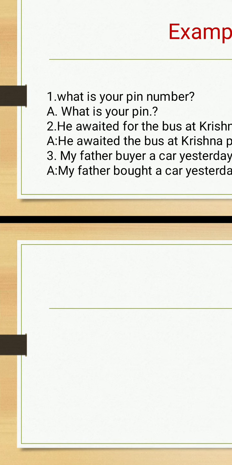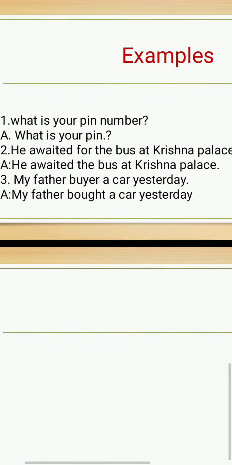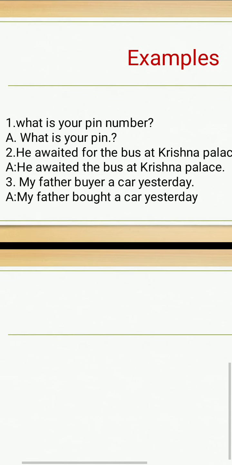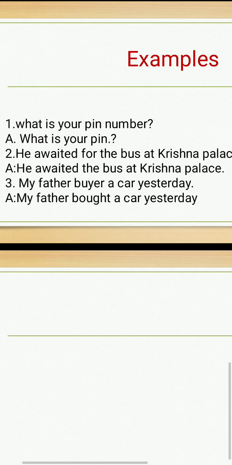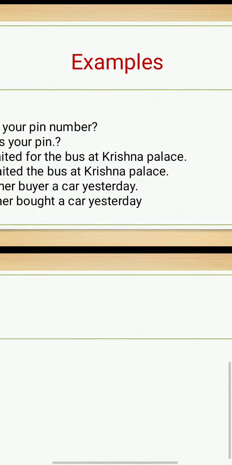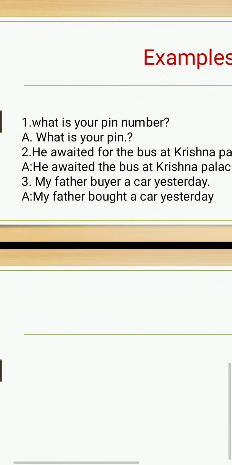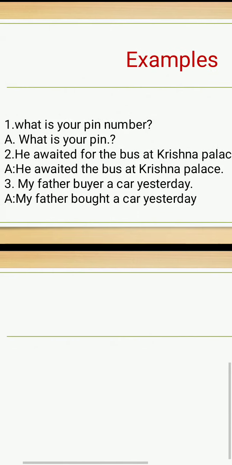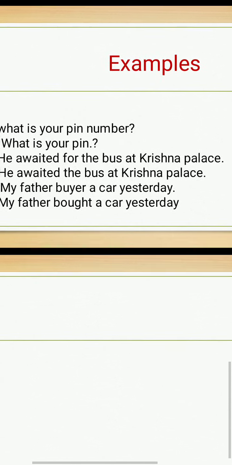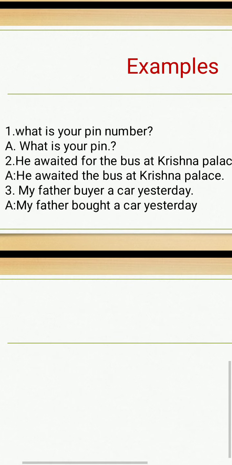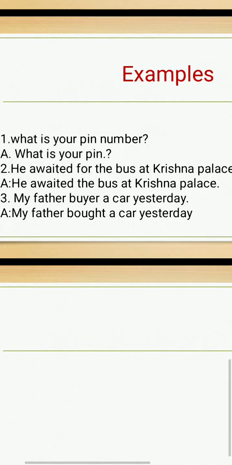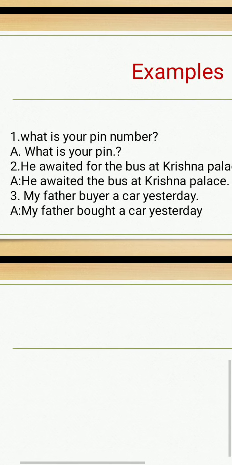That's enough. Next, have a glance over example number 2. He awaited for the bus at Krishna Palace. This is wrong. Awaited is a specific verb. It never takes any preposition after it. For that reason, we should write, he awaited the bus at Krishna Palace.